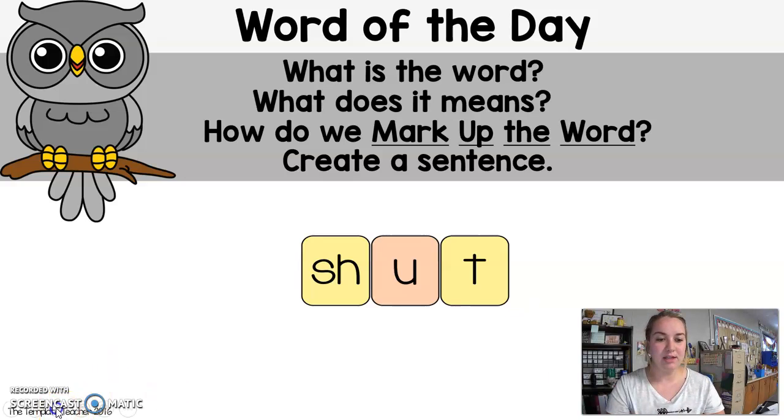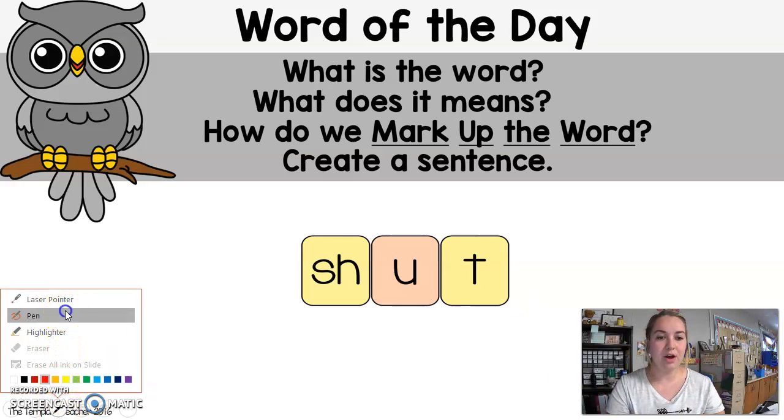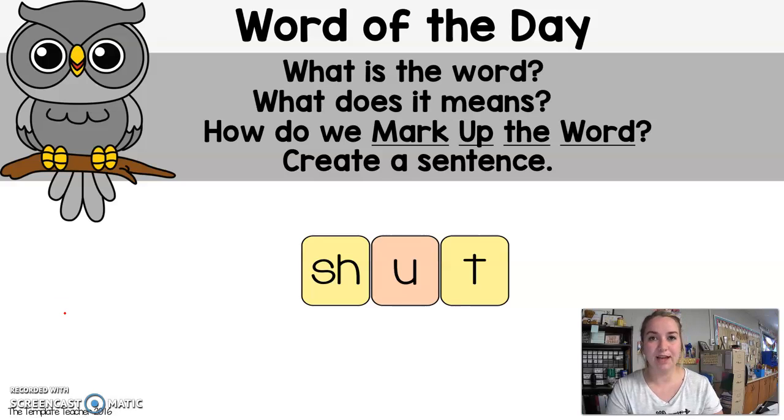I need to mark this word up. So I know that I'm going to mark up my digraph. Do you see a digraph in this word? You sure do, and it's right here at the beginning. My digraph is SH, and it says shh. Remind me, how many taps on my fingers does a digraph get? Just one. So when I tap this word, my first sound, SH, goes shh.